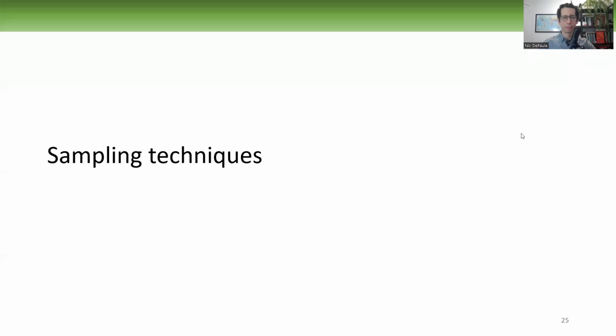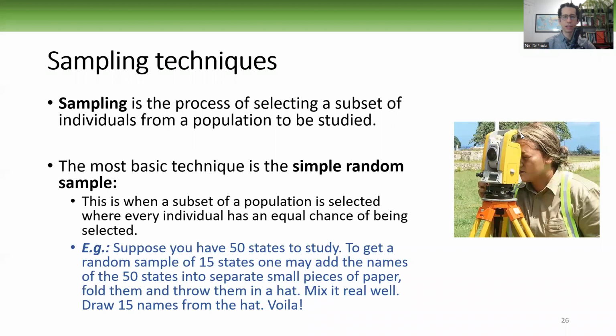Sampling techniques. Sampling is the process of selecting a subset of individuals from a population to be studied, a population of individuals or the individual observational units that you're interested in. Could be people, could be bees, could be politicians, could be countries, could be colonies, could be corals, could be fights, could be emotions, and so on.